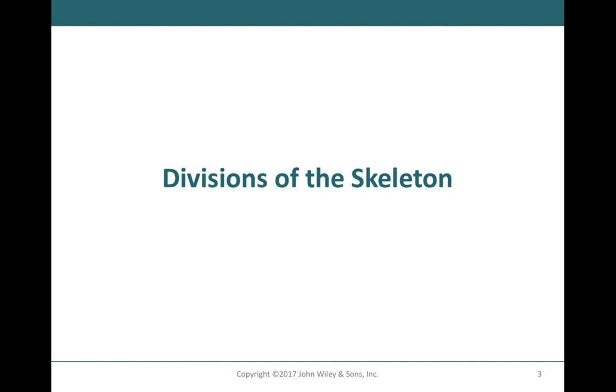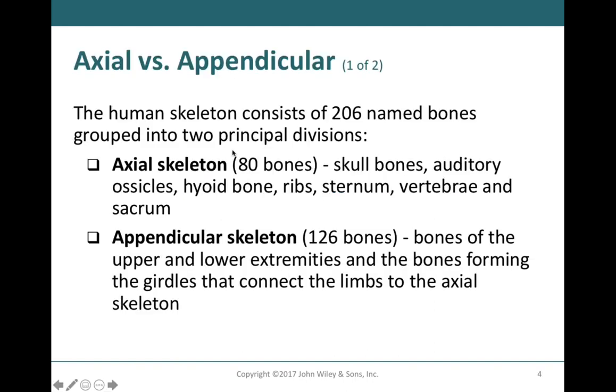Specifically today in Chapter 7, we're going to discuss the divisions of the skeleton, and more specifically, we're going to go over the axial skeleton. So the skeleton as a whole is made up of 206 bones, and we can separate those bones into two groups. The axial skeleton is the first group, which will contain 80 bones, and the appendicular skeleton is the second group, and it will contain 126 bones. So I'll just say one more time, the major regions of the axial skeleton are the bones of the skull, the vertebral column, and the thoracic cage.